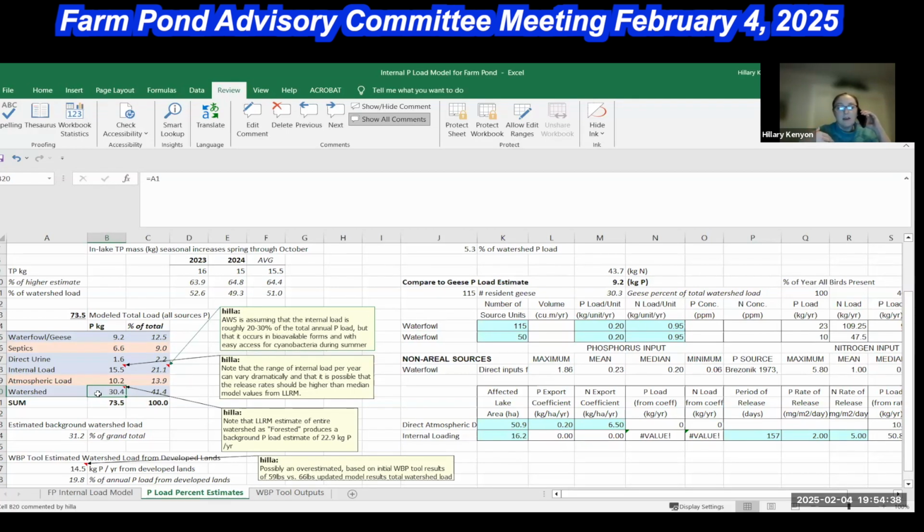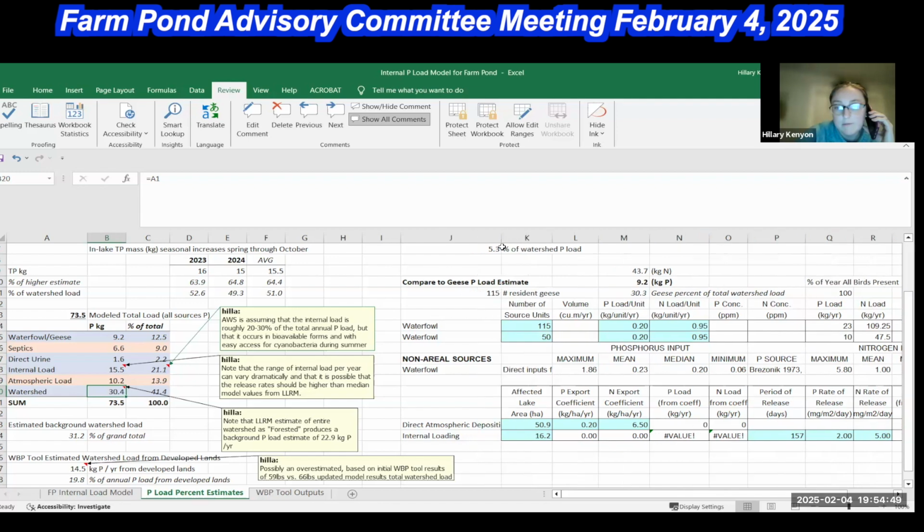So basically, a higher attenuation factor in the model itself would mean that the watershed was not retaining as much.